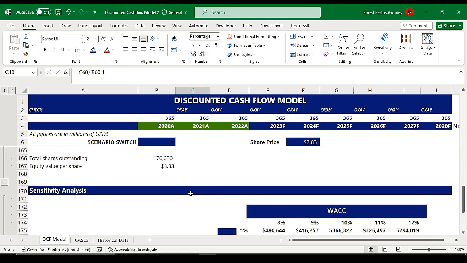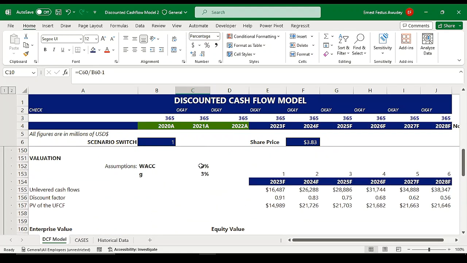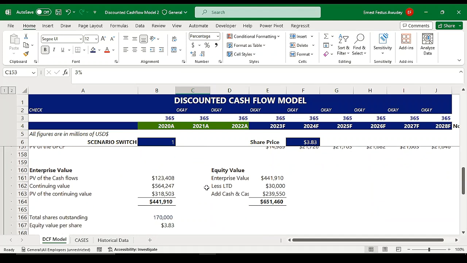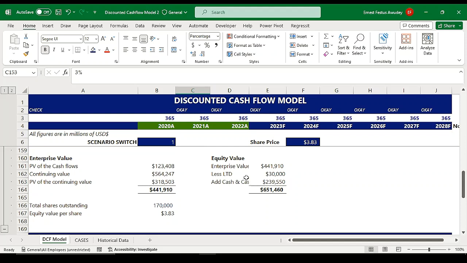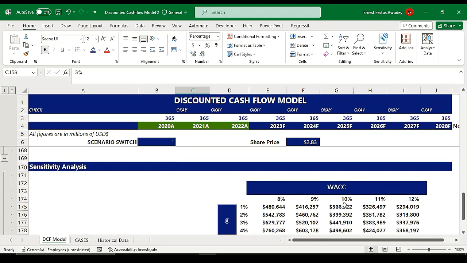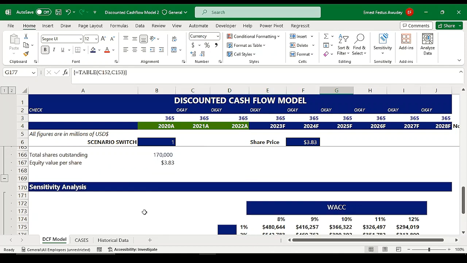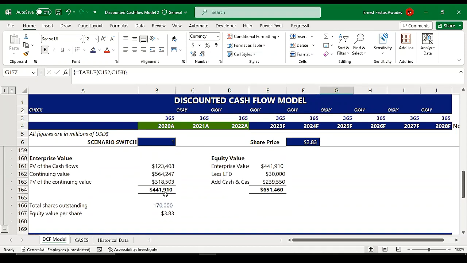So as you can see, these are our assumptions. This is 10% WACC and then 3% growth rate. Now, when the WACC was 10% and the growth rate was 3%, our equity value is 651,460 and the enterprise value is 441,910. Now, let's come here. As you can see, this is 3% and this is 10%. So you can see that this is reflecting our enterprise value of 441.9.